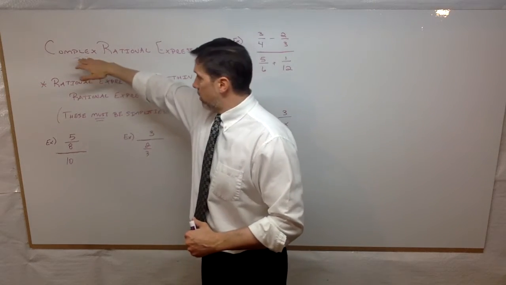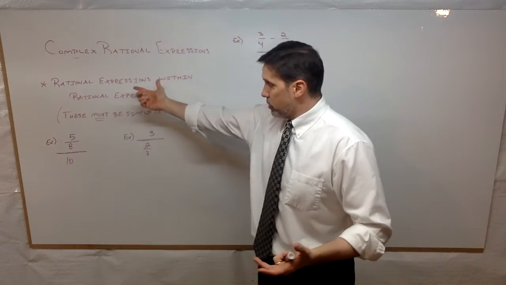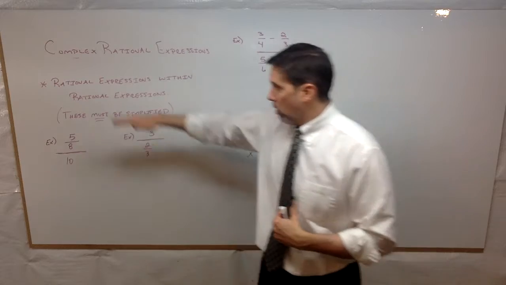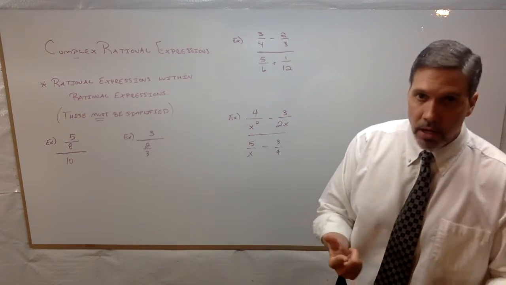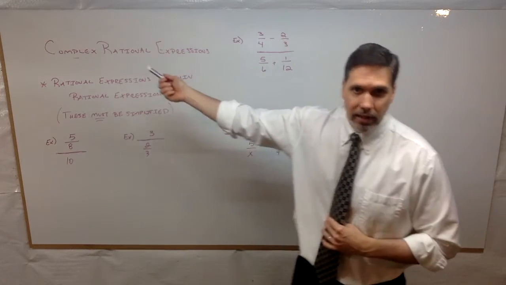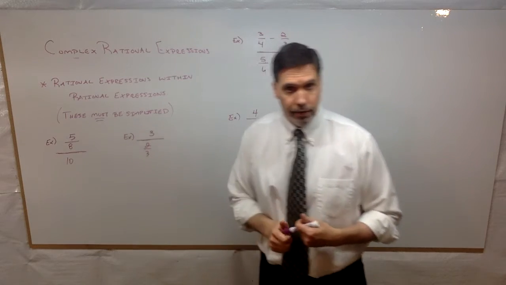Now, they're called complex because of the definition. Fractions are tough enough, but when you start putting fractions within fractions, or more generally, a rational expression within a rational expression, you get pretty complicated things. So I don't think that's why they call them complex, but the bottom line is you're never allowed to leave those as a final answer.